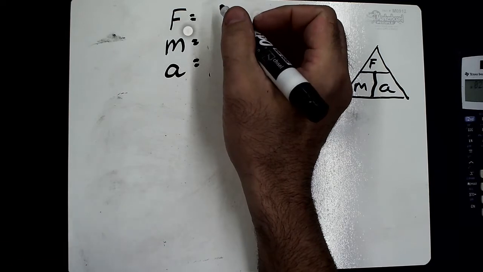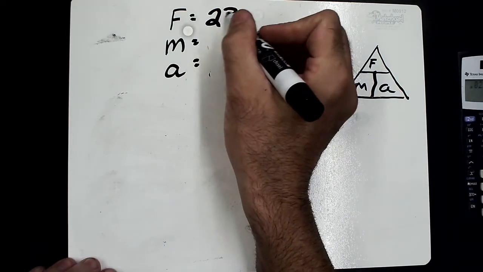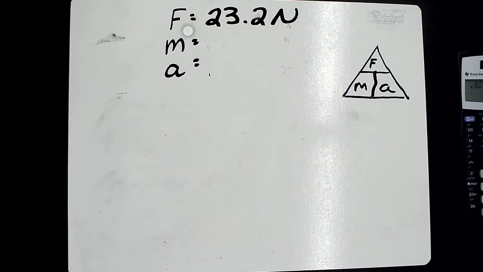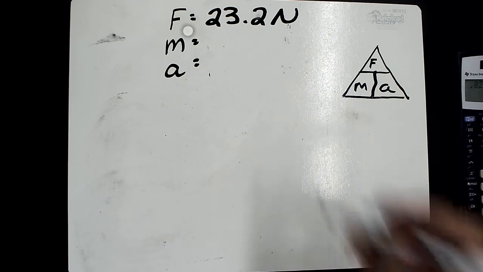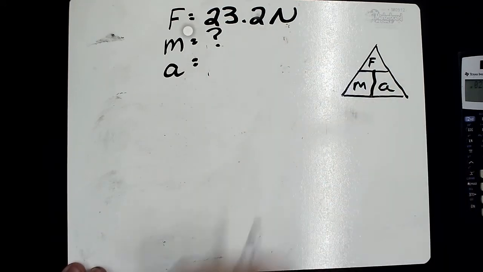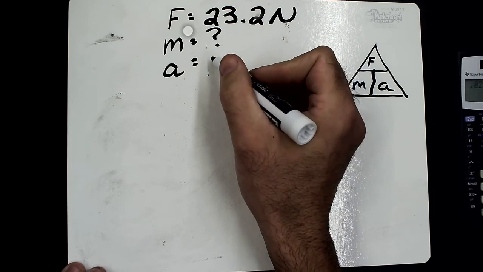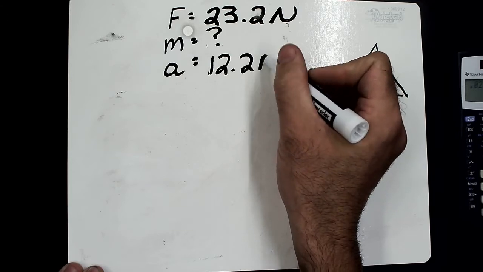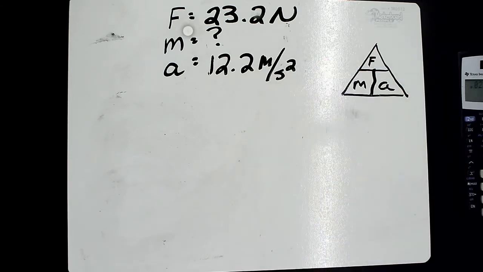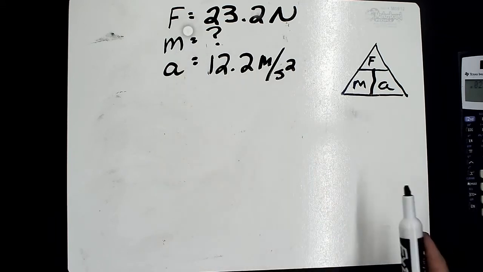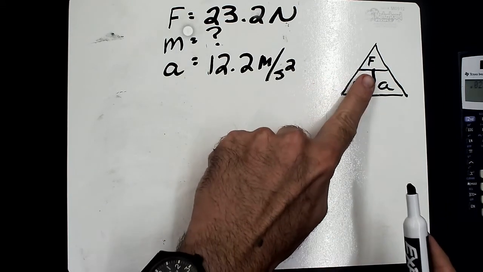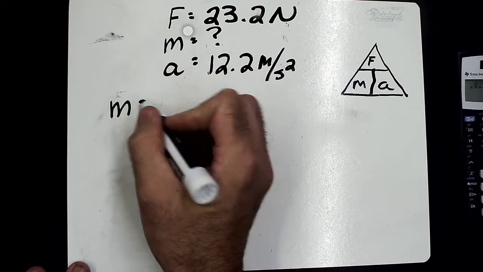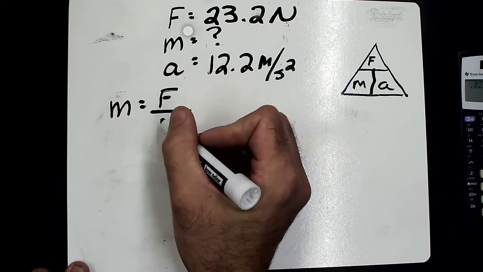Let's say they give you a force of 23.2 newtons. Let's say they give you the acceleration too, but we don't know what the mass is. Let's say the acceleration is, I don't know, 12.2 meters per second squared. So we need to solve for mass. Take your finger, cover mass: it's force divided by acceleration. So mass equals force divided by acceleration.